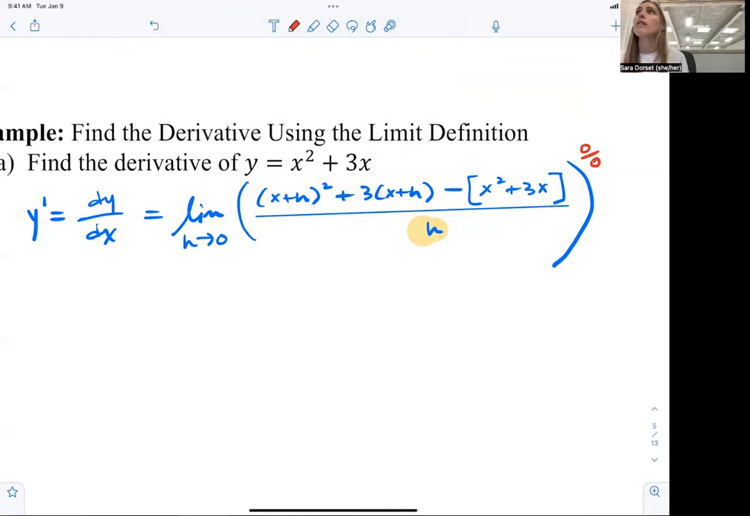Yes. It wouldn't be 0. Yeah. It would be 0 over 0, right? Yeah.